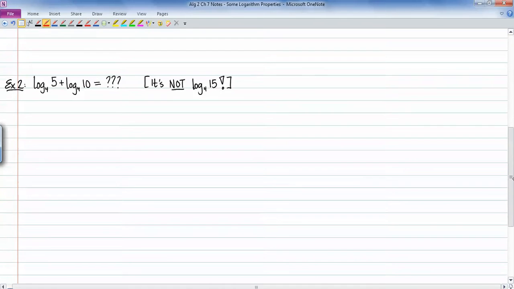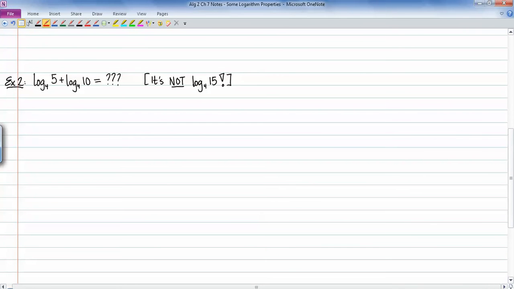Example 2 is asking you to somehow try to combine log base 4 of 5 and log base 4 of 10. And the mistake that a lot of students make is they say it's log base 4 of 15, which seems kind of logical, add the 5 and the 10. But it doesn't actually work that way. Of course it doesn't. That'd be too easy, right? So I'll show you how to figure it out. But really, you're just going to use the final property that we get out of it.